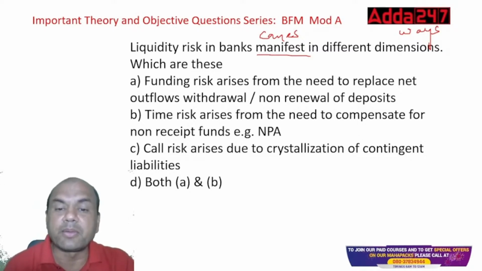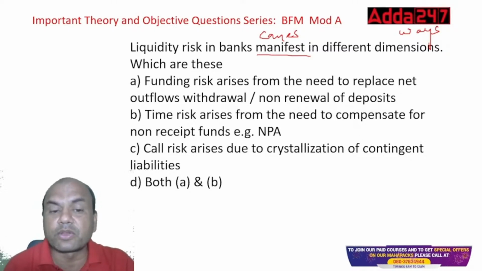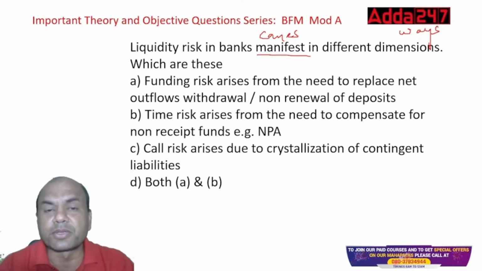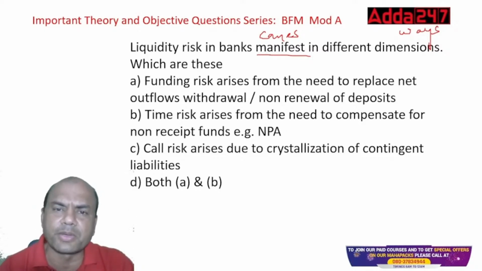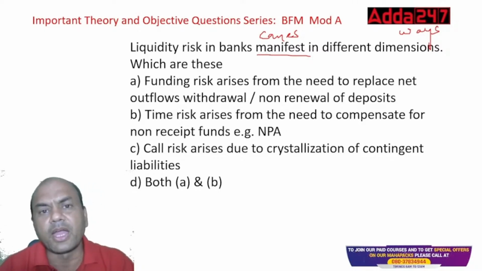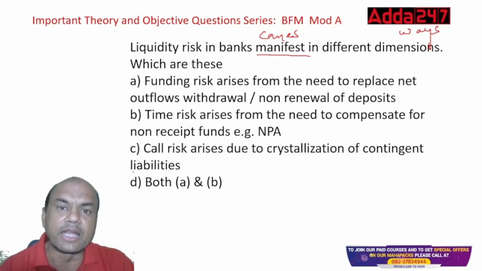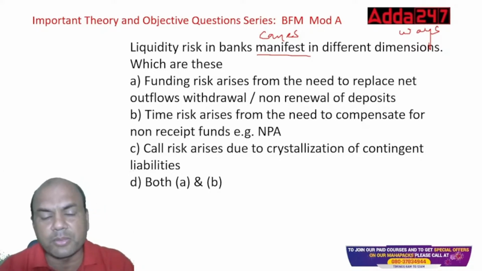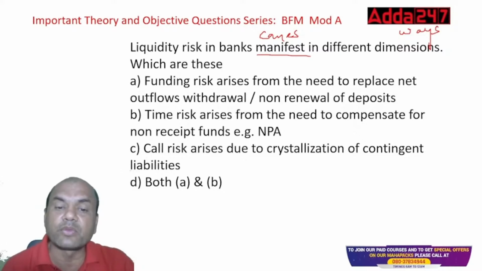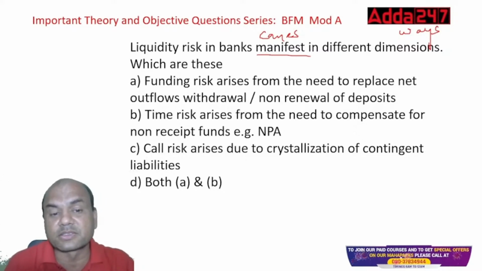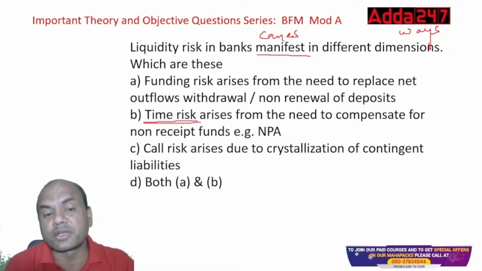Number 2, time risk arises from the need to compensate for non-receipt of funds, NPAs. Basically, suppose I've given a loan. The logic says that that person will pay me the EMI, and if a CC is given, that person will pay me the interest, and I'll use that interest for paying the depositors. But if I don't get that interest or EMI, then what? That will also create a time risk. Time risk means at that time, I'm not having the funds.